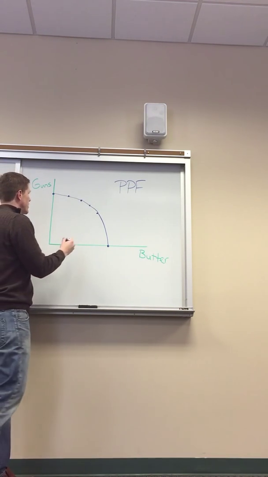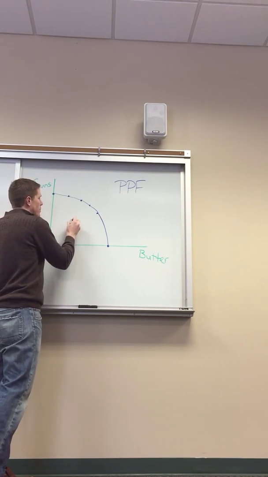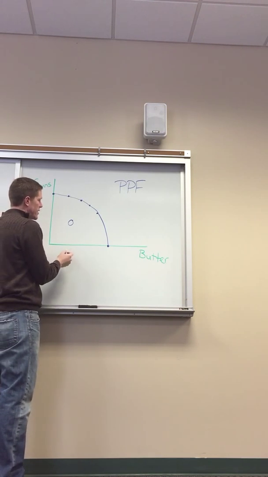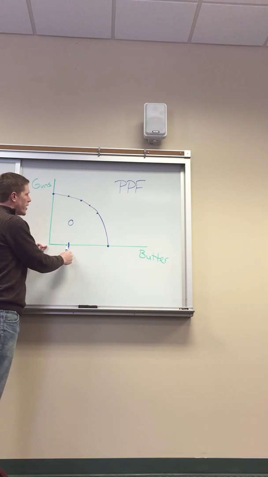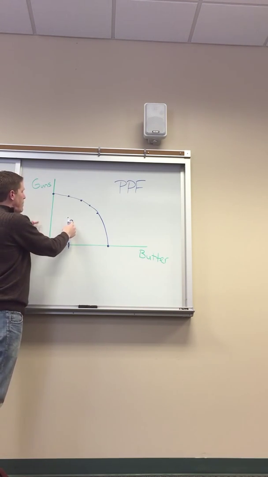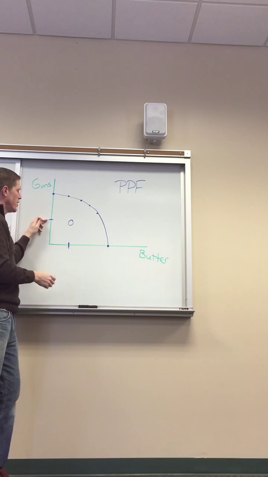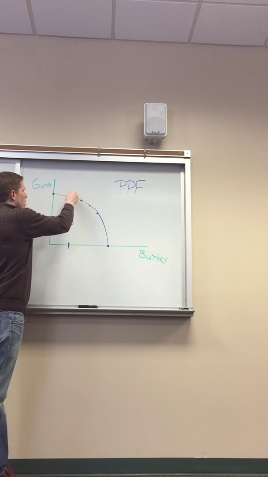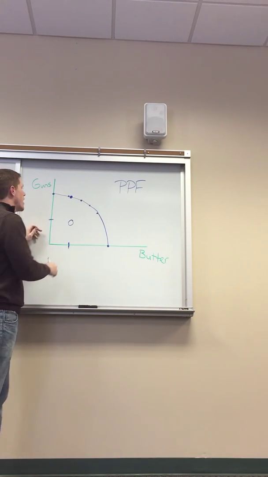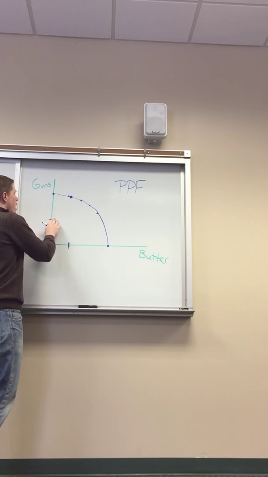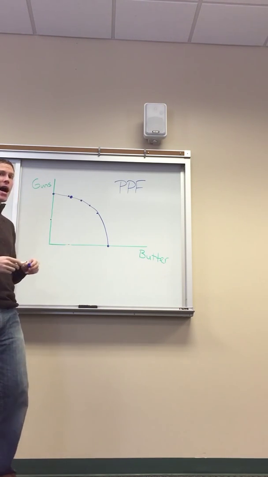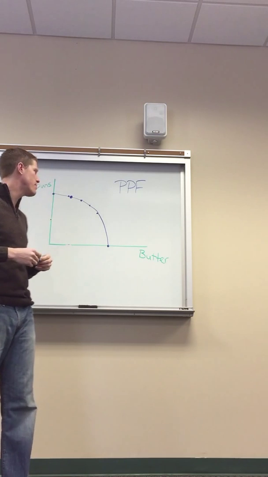We could produce something, it's possible to produce something like this point inside, but that wouldn't be very efficient. We would be giving something up. We would be saying, hey, all we're producing is this much butter. Well, why would we stop at this much guns then? If we're just going to produce this much butter, we might as well produce on our frontier in terms of guns. So we're assuming that we're actually using all of our available resources here. It's the possibilities for our production capabilities.